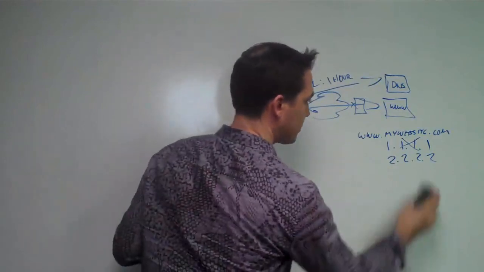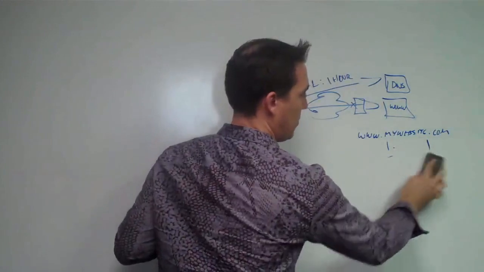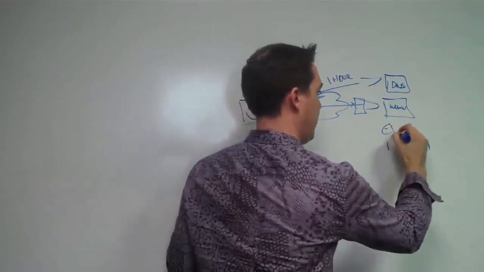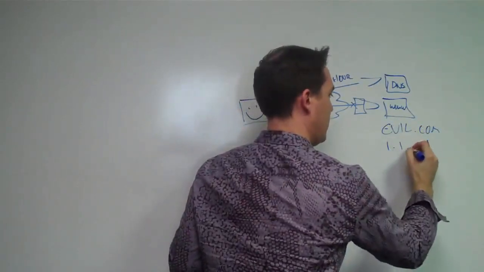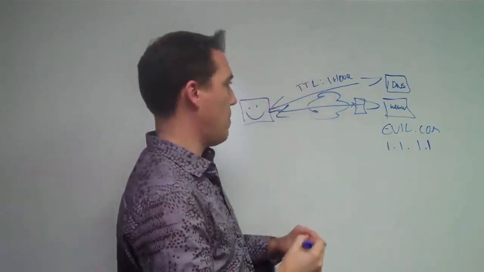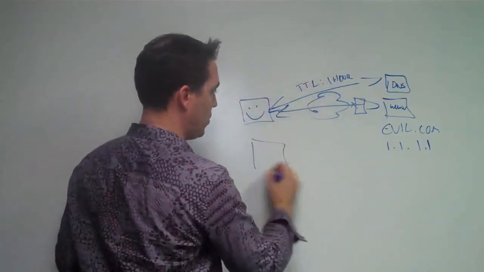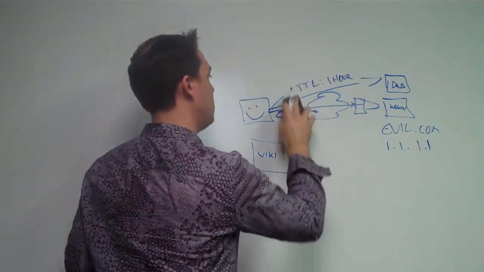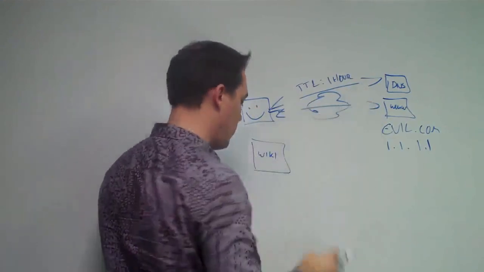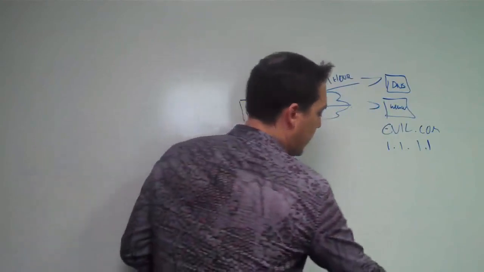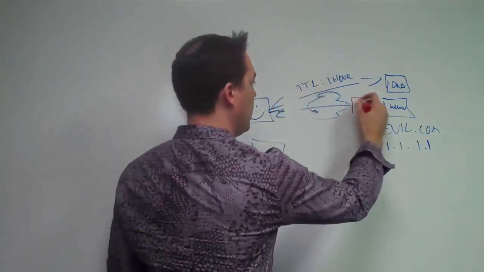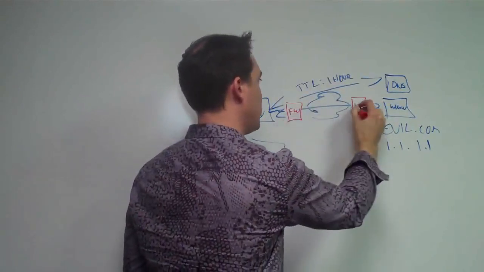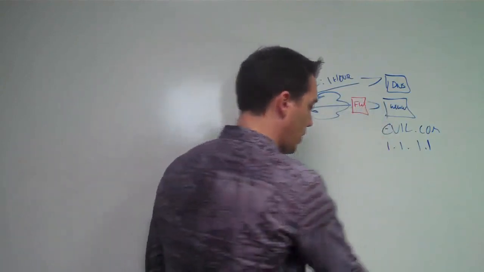Okay, now let's talk about bad guys. So let's say, instead of it being mywebsite.com, let's say it's evil.com. And it's still pointing to 1.1.1.1. And you have another page on your internal network called wiki. Let's assume this wiki is proprietary, very, very important, super secure. Maybe it's got trade secrets on it, or something very sensitive, and you wouldn't want some bad guy to know about.